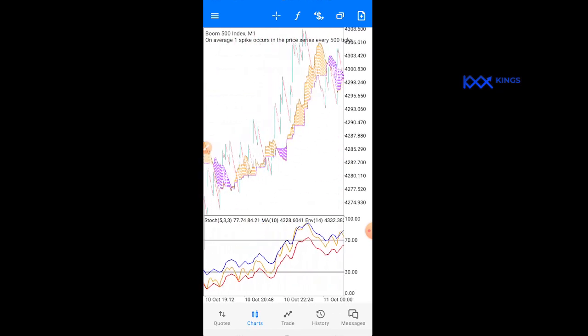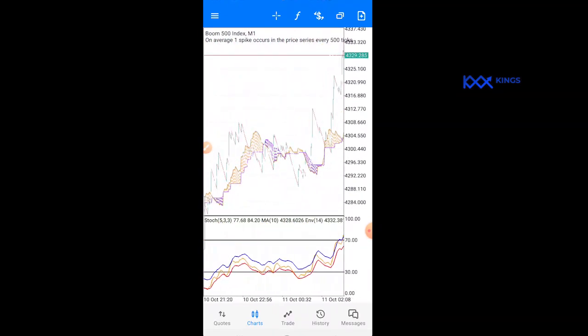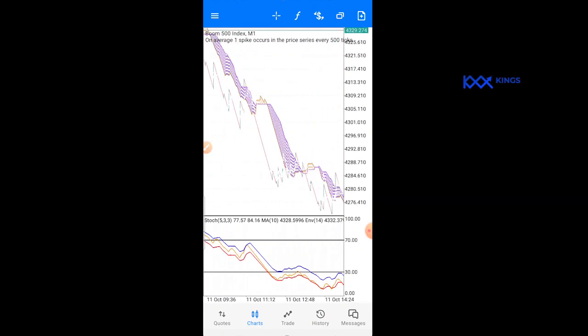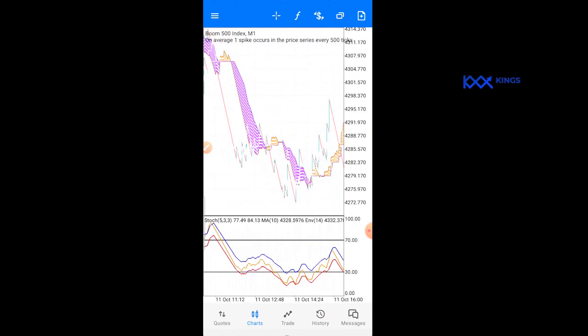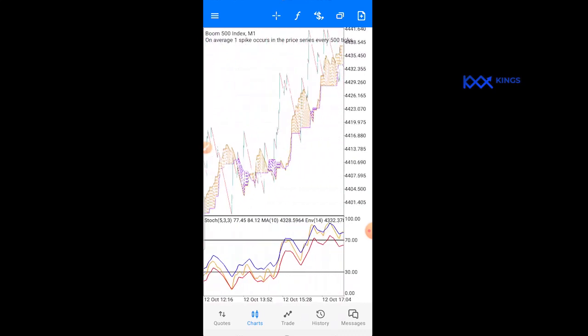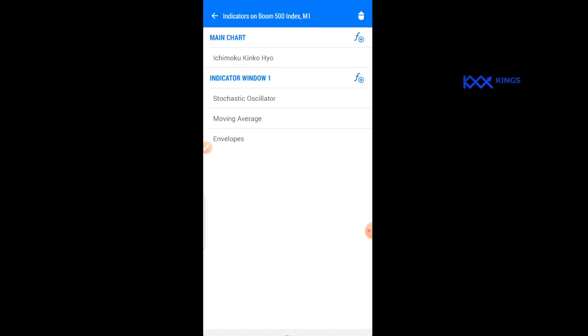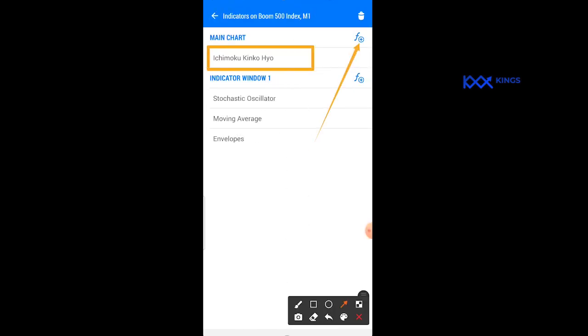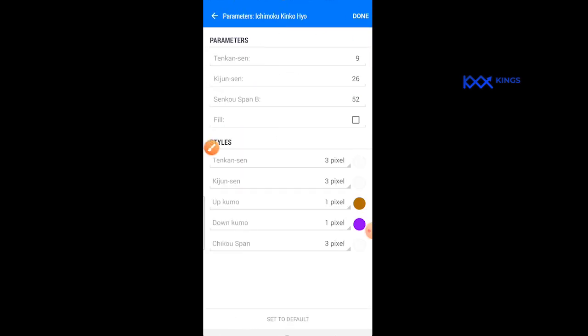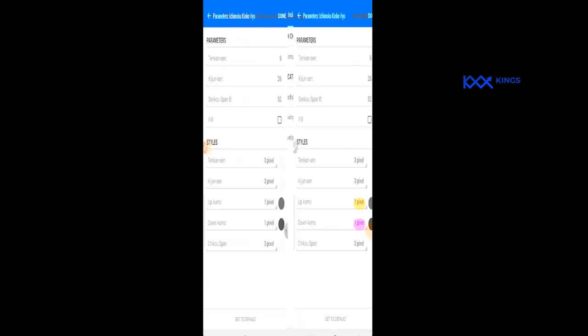All right, so I'm going to dive into it. First, let me share the setup with you, so that you can set up and follow me as well. The setup is very simple. I have 4 indicators here. The first indicator we are going to be putting in is this Ichimoku. Once you click on this plus icon, you are going to add your Ichimoku. The setup is by default.